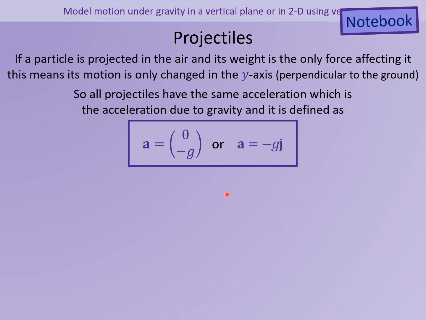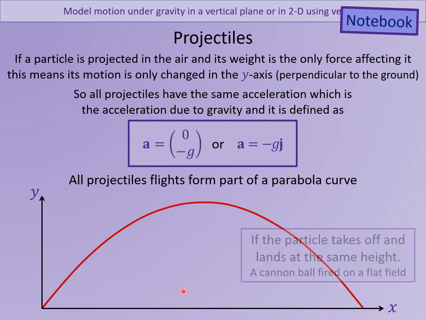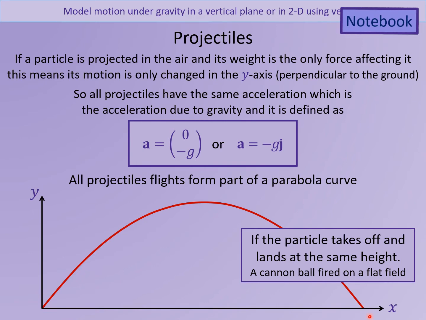Right, we also want to make sure that when we plot projectiles, you know the shape. They always form this nice parabola curve, and you could sketch that curve down nice and neat. But what we need to be aware of is that they can change slightly. Whenever you do projectile problems, they always form either a nice neat parabola like that or part of a parabola curve. This example could be a cannonball being fired on a flat field, takes off, flies in the air, lands at exactly the same height as it took off.